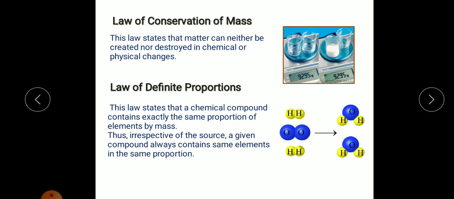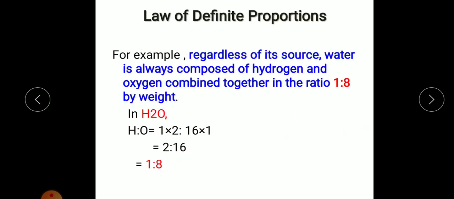Say for example, you consider water. Water can be obtained from any source: river water, sea water, tap water, spring water. Now, when you see the compound water, don't see its source. This water is always composed of hydrogen and oxygen combined together in the ratio 1:8 by weight.